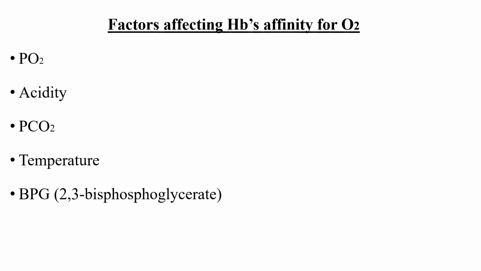Next is the temperature. Once the temperature increases, the affinity of hemoglobin for oxygen decreases, and oxygen will be released from the hemoglobin. And lastly, the partial pressure of carbon dioxide. When PCO2 rises, the affinity of hemoglobin for oxygen decreases.